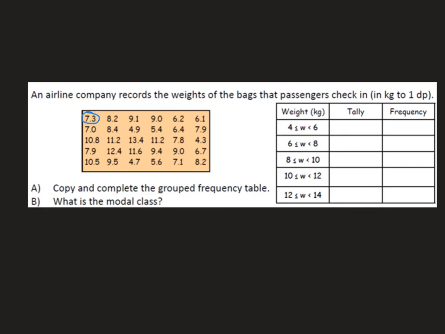So 7.3 would go in here. That's between 6 and 8. There we go, 7.3. 8.2 is going to go here. 9.1, and so on and so forth.